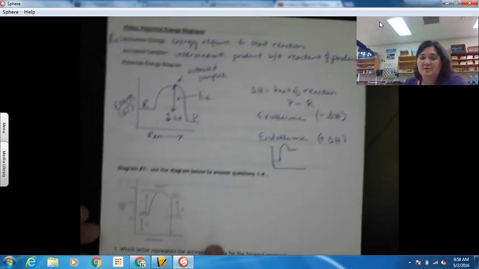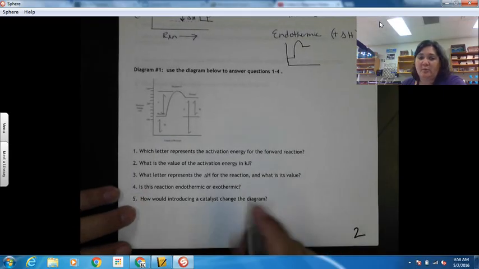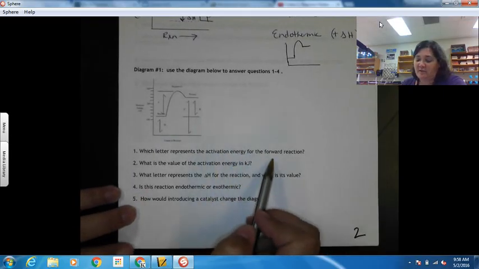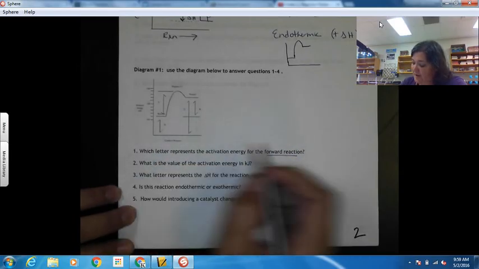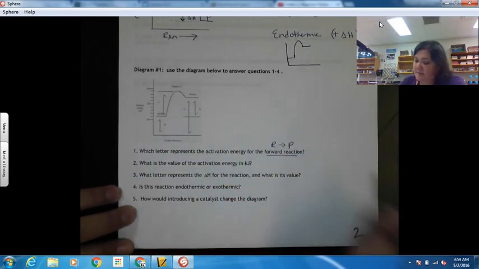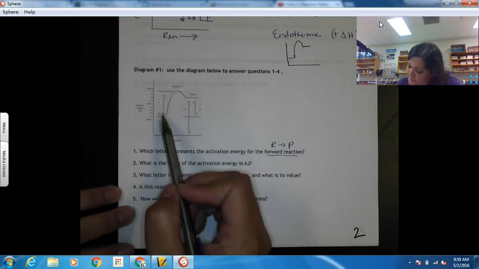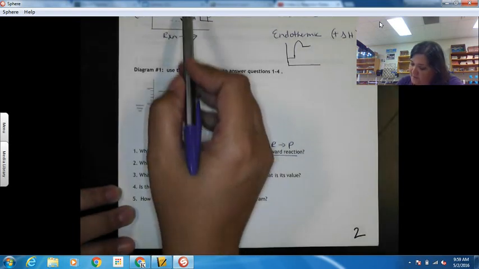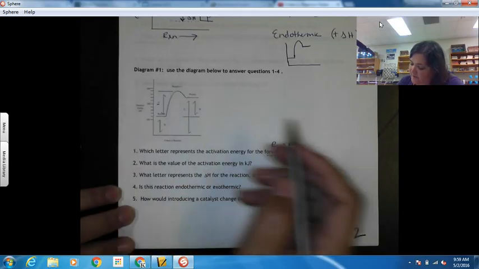Alright, so let's look at some example problems and questions we might see on this. So which letter represents the activation energy for the forward direction? Now when it refers to the forward direction, that means from reactants to products. Proceeding in the forward direction. So we look here and we find a difference. We see the difference between the reactants and the top of the hill. So we find that value, and that is letter A right here.